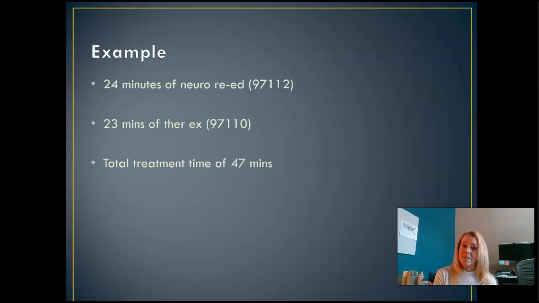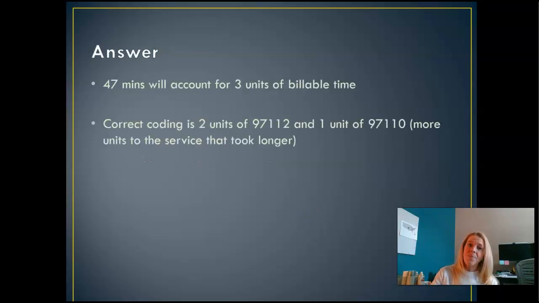If you look at them independently, 23 minutes is enough to bill 2 units of TheraX. 24 minutes would be enough to bill 2 units of neuro re-ed. But the problem is the patient only spent a total of 47 minutes, which is 3 units. So the correct answer for billing for this is 2 units of neuro re-ed and 1 for therapeutic exercise, because neuro re-ed took slightly longer than therapeutic exercise. So you bill the 2 units to that and the 1 unit to TheraX. Okay?